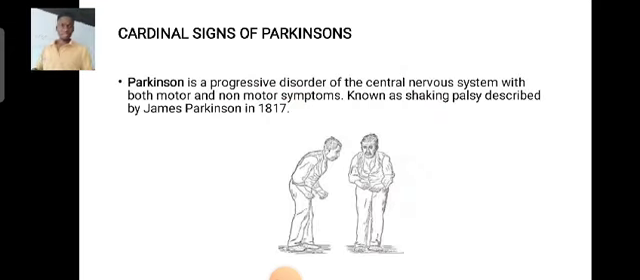Parkinsonism is a progressive disorder of the central nervous system, which is accompanied by both motor and non-motor symptoms. It is also known as shaking palsy, described by Sir James Parkinson in 1817, where a person will be like you have seen. Basically, I'm going to deal with the cardinal signs of Parkinsonism, though there are many signs, motor and non-motor.